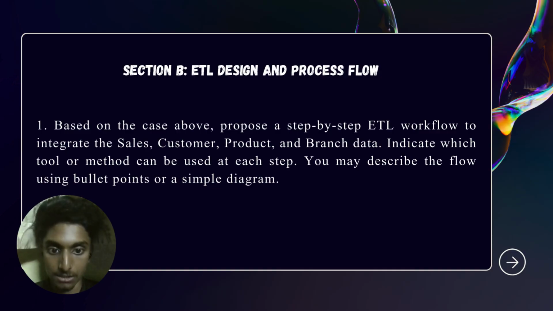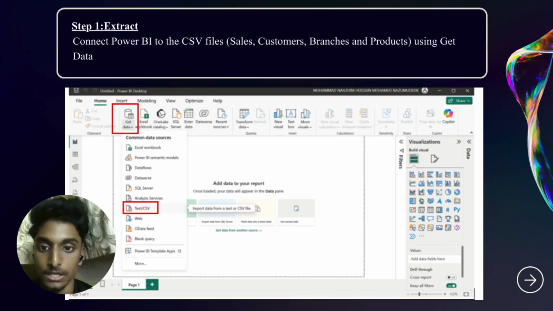So for the next, okay, now I will show you step by step how to extract, transform and load data using Power BI Desktop. So for the first one, we extract, which is we connect Power BI to the CSV files: sales, customers, branches and products using Get Data. So you need to know what type of file it is, whether it is CSV or Excel. We need to know that first before we extract. And we have shown you how to extract data by using Get Data and choosing Text/CSV.